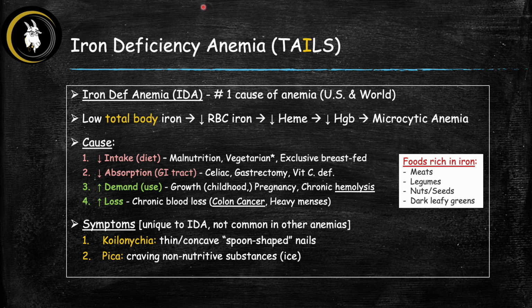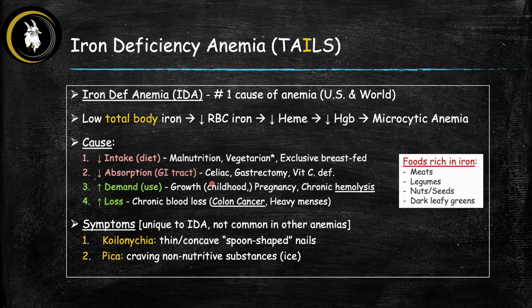Okay, so then what are the causes for the body to be low in iron? You can think of it in terms of either decreased intake or absorption, or increased demand or loss. So let's start with decreased intake from the diet. This is due to malnutrition or vegetarian diets, or in infants that are exclusively breastfed without any iron supplementation.